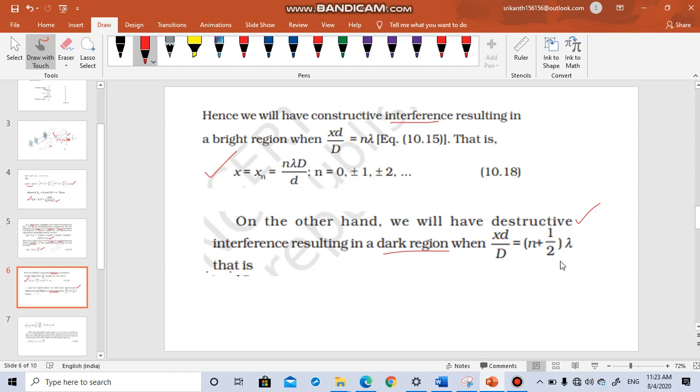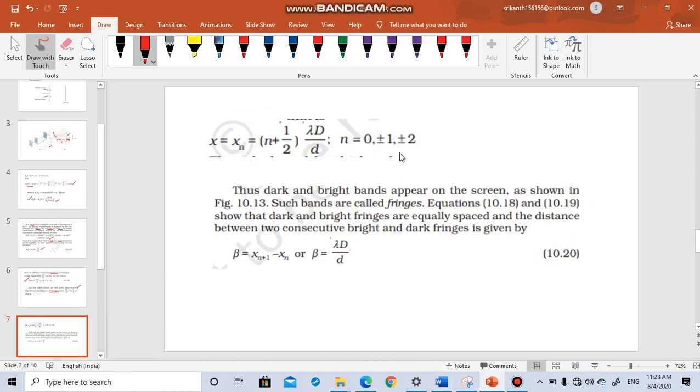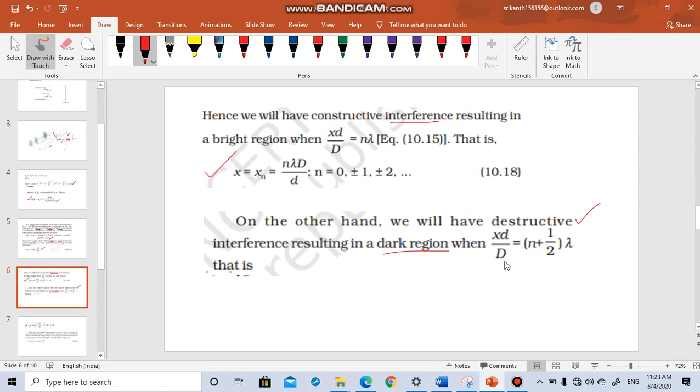If it is n lambda, that means integral numbers like 1, 2, 3, plus or minus 1, plus or minus 2, plus or minus 3, you are going to get constructive interference. When it is 1.5, 2.5, minus 1.5, minus 2.5, you are going to get destructive interference. These two conditions you need to remember. For numericals it is often useful to know when constructive interference will come.